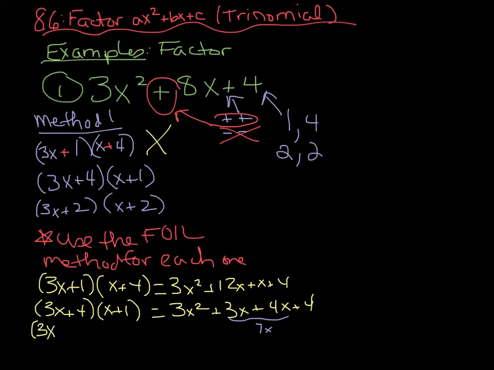So that one we get 3x plus 2 times x plus 2. That's going to give us 3x squared plus 6x plus 2x plus 4. You'll notice that if you combine your like terms there, the 6x and the 2x, you do get an 8x, which is the middle term that we have up top. So we'll find that that one works.